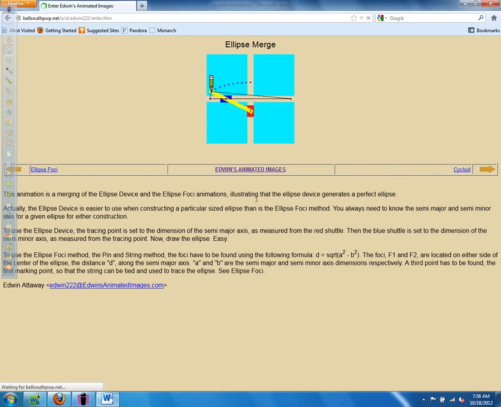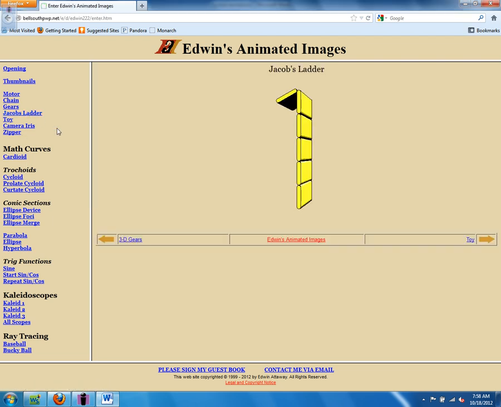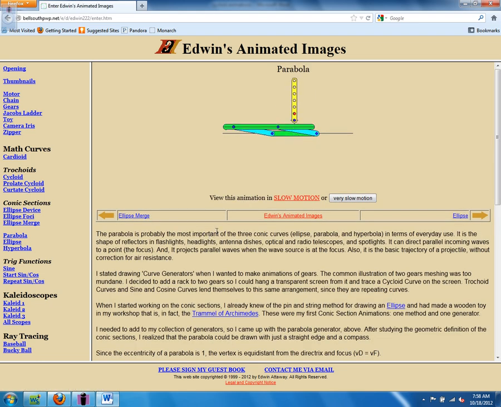All right. So there's all kinds of other stuff here. That's really all I had to show you today. This website is kind of fun. Let's see what else is on here. Jacob's ladder. Let's see what that is. Oh, just an animation of a Jacob's ladder. Oh, what is this? Oh, it's generating points there.